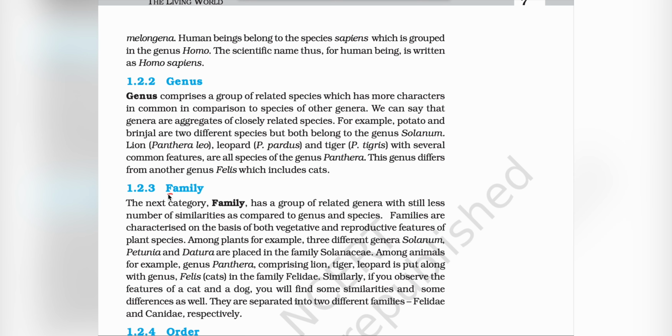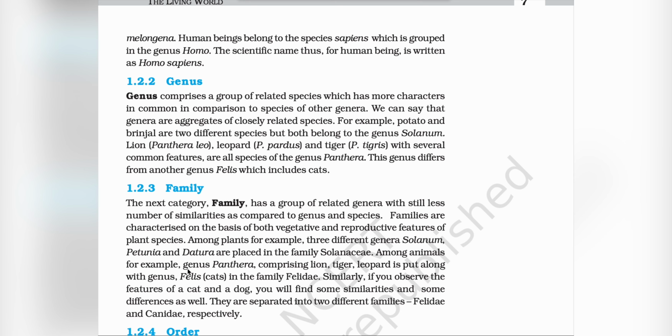The next category is family. Family has a group of related genera with still fewer similarities as compared to genus and species. Families are characterized on the basis of both vegetative and reproductive features of plant species. Among plants, for example, three different genera, Solanum, Petunia and Datura, are placed in the family Solanaceae.